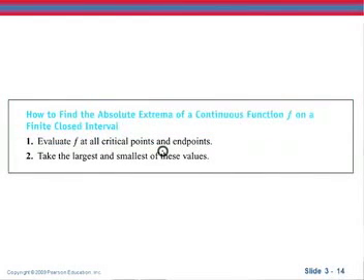Now if we want to find the absolute extreme of a continuous function on a finite closed interval, we need to find all the critical points and then evaluate f at the critical points and endpoints. The largest and smallest of these values will be our absolute maximum and absolute minimum values.